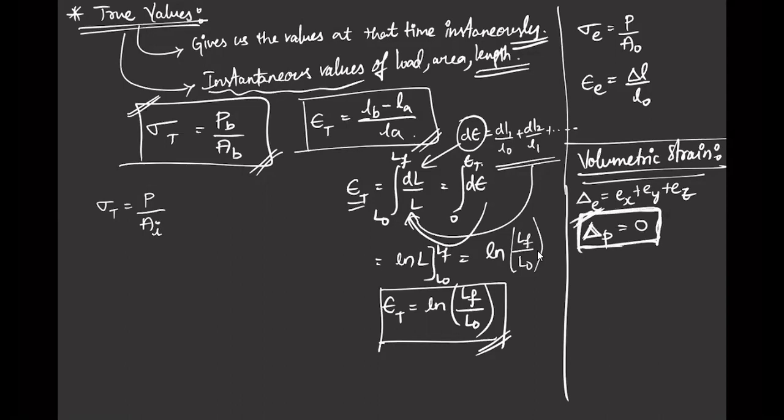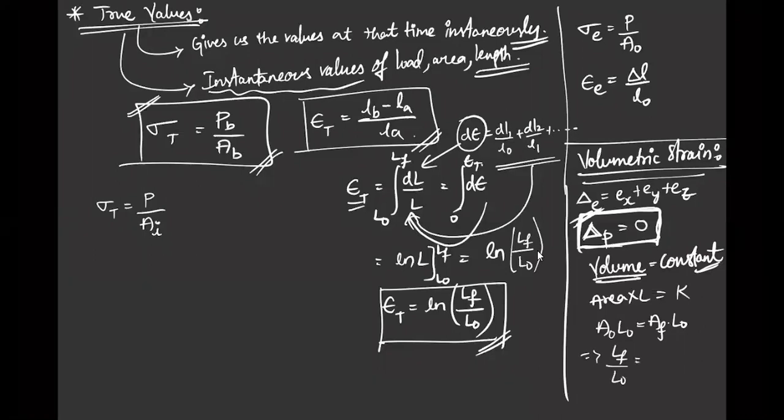Now what I can write: if the volume is constant, yes, only if the volume is constant can my volumetric strain be 0, right? That means I can write my volume as area into length equal to some constant k. That means initial area A naught into initial length l naught equals final. So I can write lf by l naught will be equal to A naught by Af.